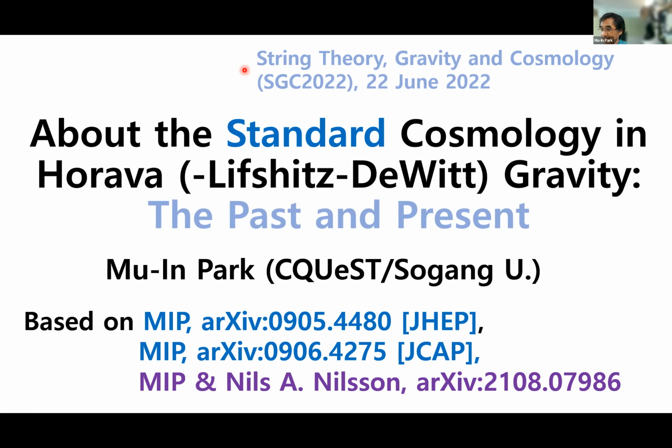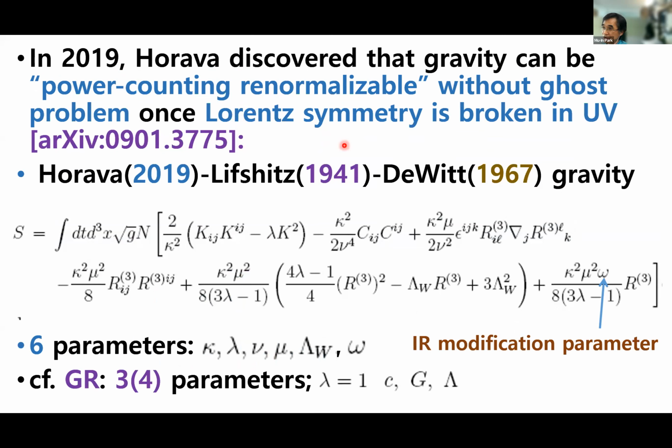Basically, in quantum space-time, Lorentz symmetry is not quite manifest. And in the context of physics theory, renormalizability is quite important, even when we are considering gravity. About 30 years ago, Horava found that even gravity can be power-counting renormalizable without the ghost problem, once Lorentz symmetry is broken in the UV. This action is what he proposed, based on the early work of Lifshitz and Dewey.